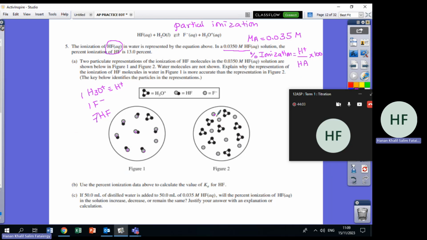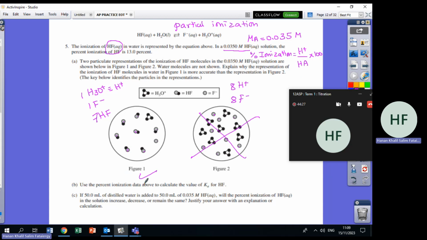Here we have F-: 1, 2, 3, 4, 5, 6, 7, 8. So I have 8 F- and 8 H+, and no HF. Of course this is wrong because it undergoes partial ionization. Partial ionization means I should see HF, F-, and H3O+. So figure 1 is correct.